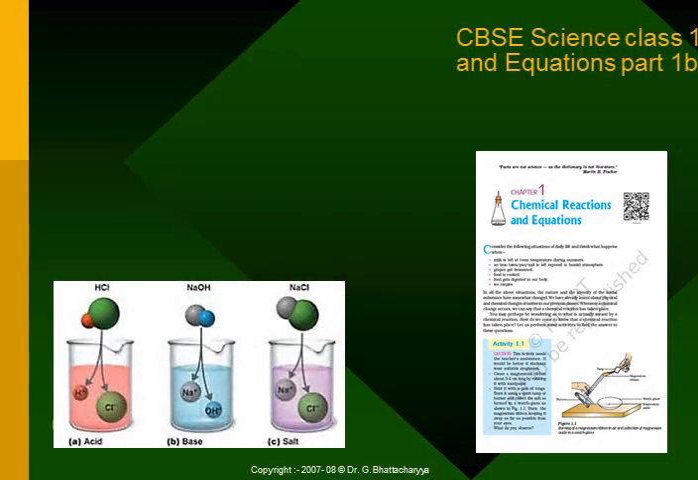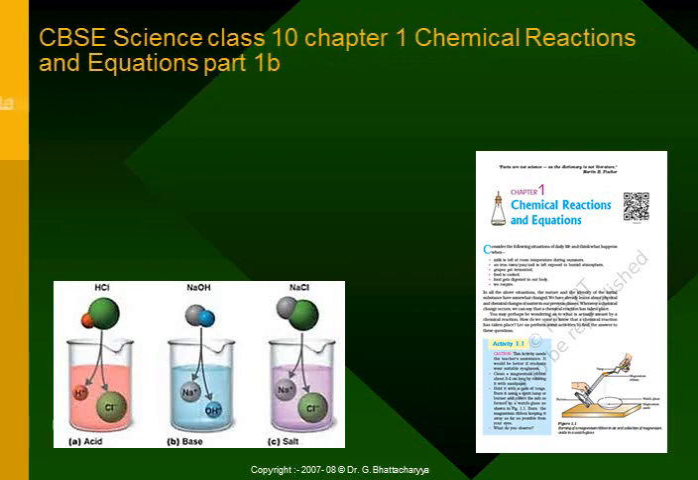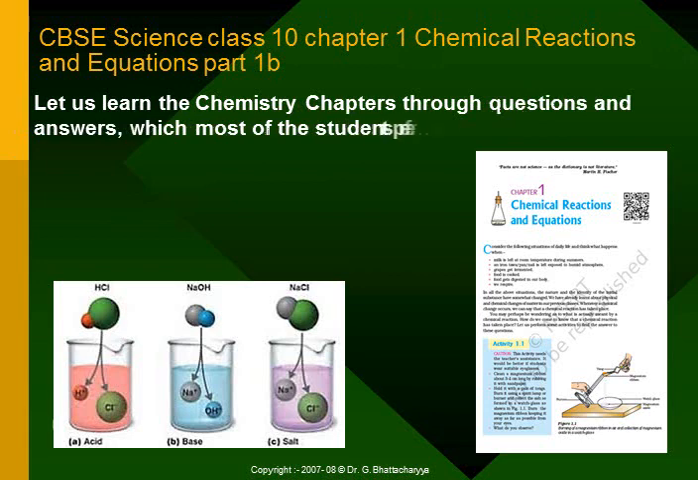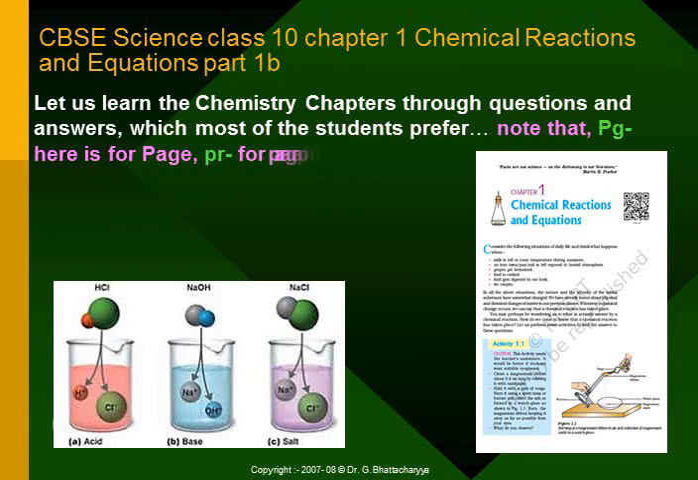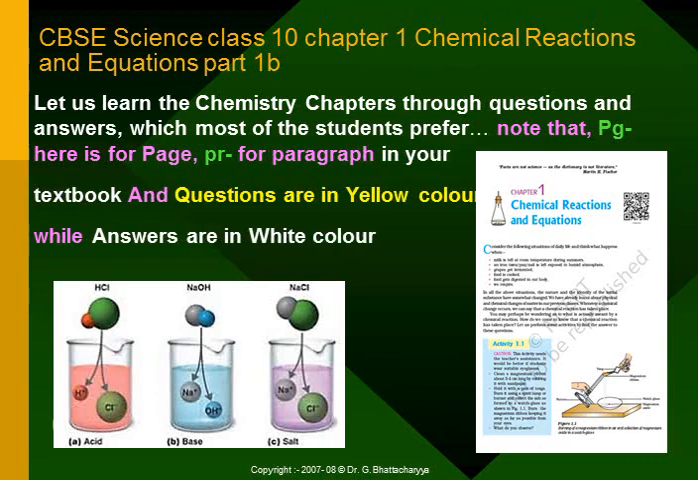CBSE Science Class 10 Chapter 1 Chemical Reactions and Equations. Let us learn the chemistry chapters through questions and answers, which most of the students prefer. Note that PG here is for page, PR for paragraph in your textbook, and questions are in yellow color while answers are in white color.